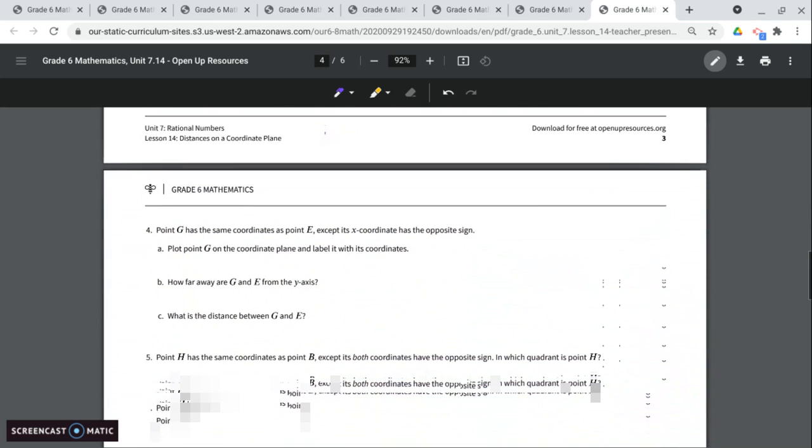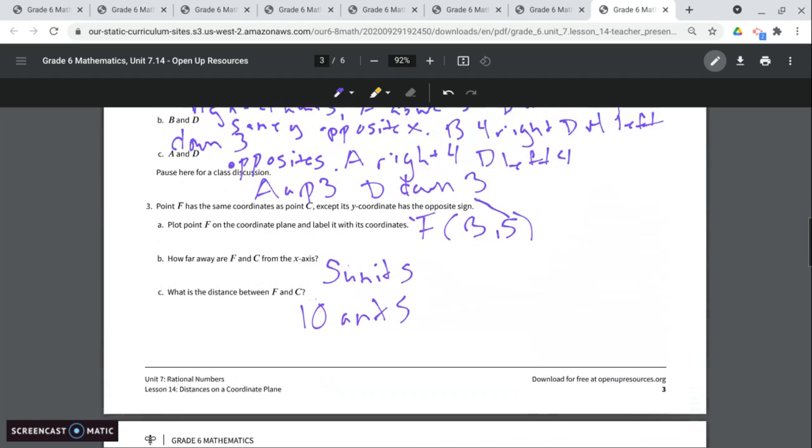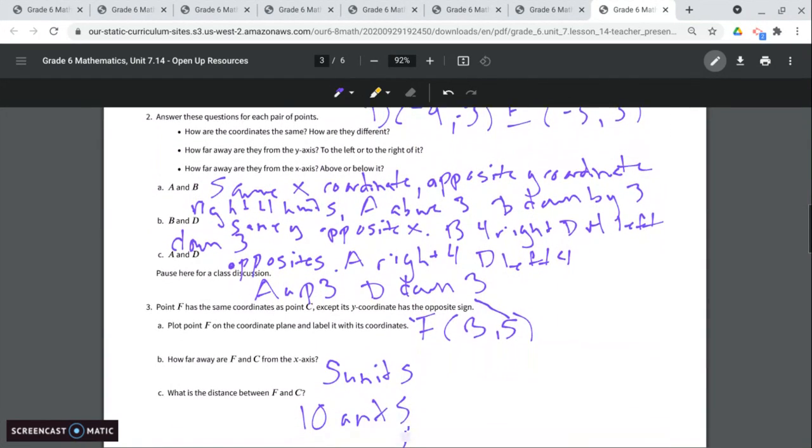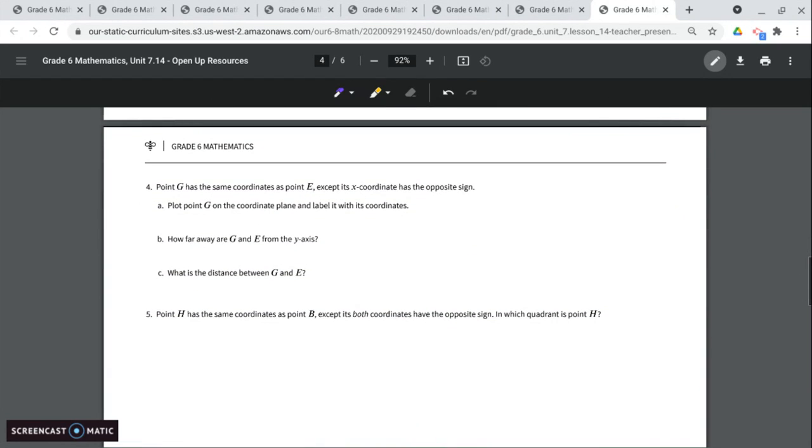Okay, point G has the same coordinates as point E, except its x-coordinate has the opposite sign. So point E was -5, 3, so G is going to be 5, 3. How far away are G and E from the y-axis? So y-axis is looking at our x values, so that means they're both 5 units. And once again, we're going to have 10 units for their distance.